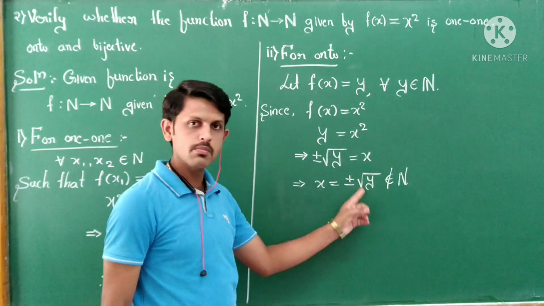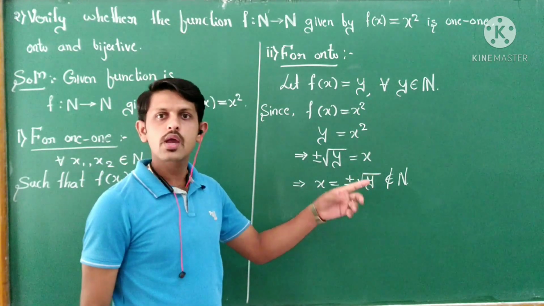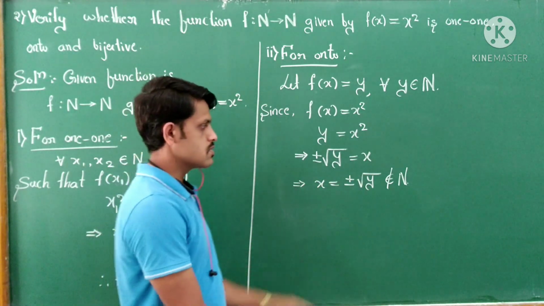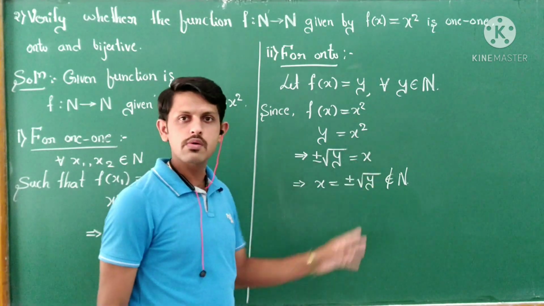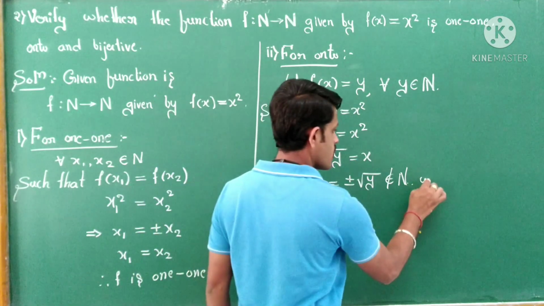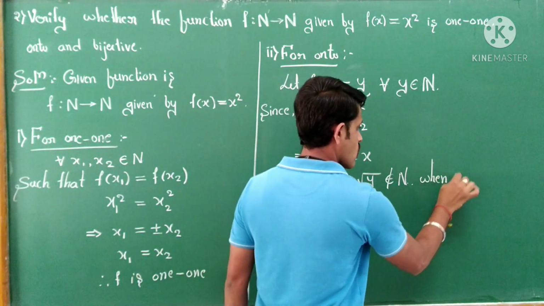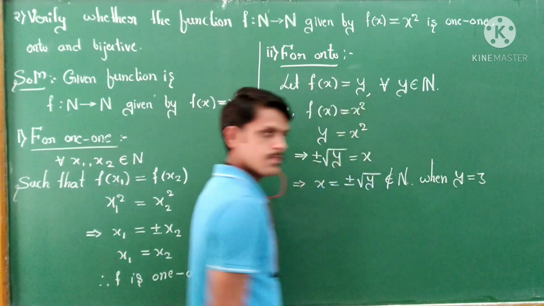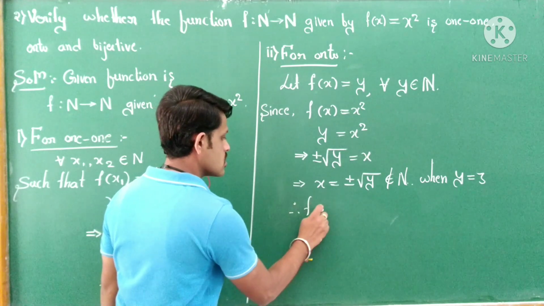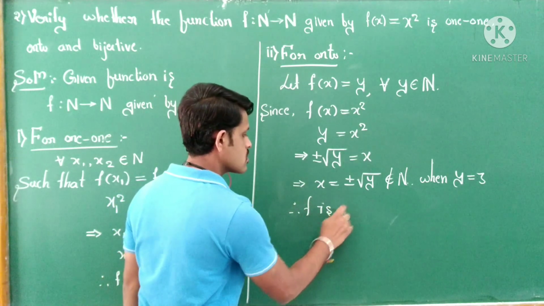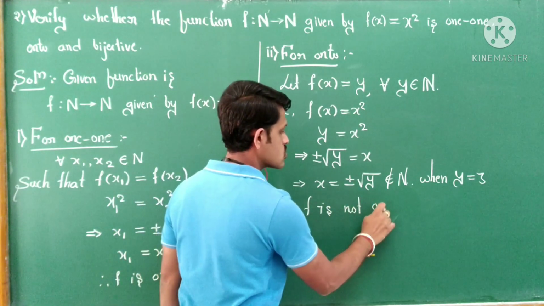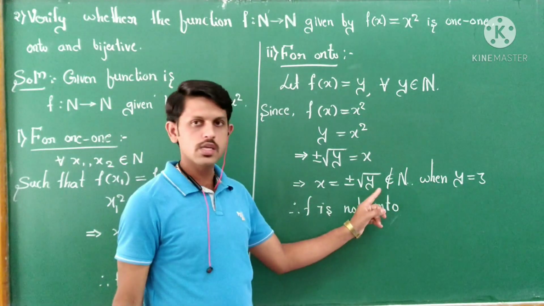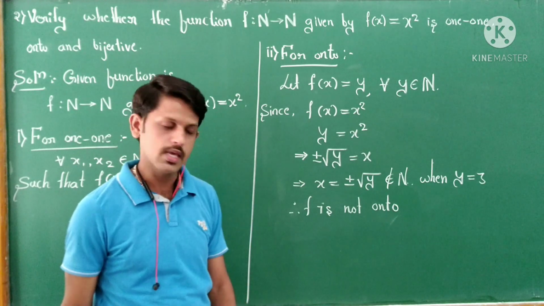Then take y as natural numbers like 1, 3, or else 2, or some other non-square values. Take y is equal to 3. Therefore f is not onto, because square root of 3 does not belong to natural numbers N.